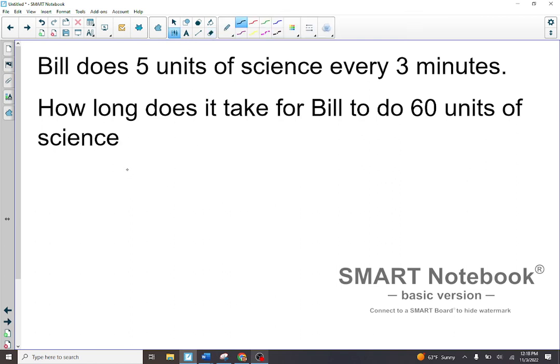So, in this case, the fraction is actually the same. My first fraction is the same, 5 over 3, units over minutes. So over here, they're a little bit different. The units, I know, in this case 60. But the time it takes is unknown. So I'm going to put X. So you see how it's a little different? Depending on what I know and don't know is where I put it, on top or bottom.